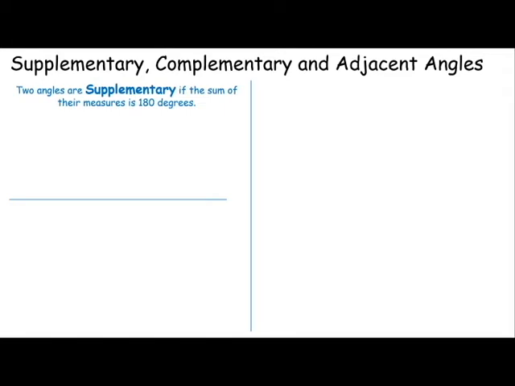If you remember from our algebra applications unit, we talked about supplementary angles just a little bit. And supplementary angles are one of those things that are going to come up over and over and over again as we discuss geometry. So I wanted to make sure I redefined it here. Two angles are supplementary if the sum of their angle measures is 180 degrees.